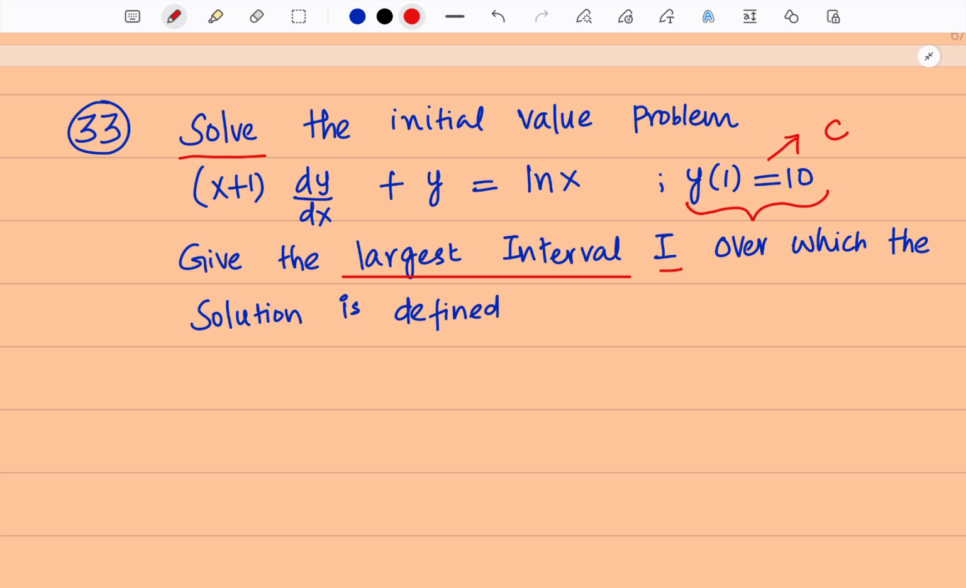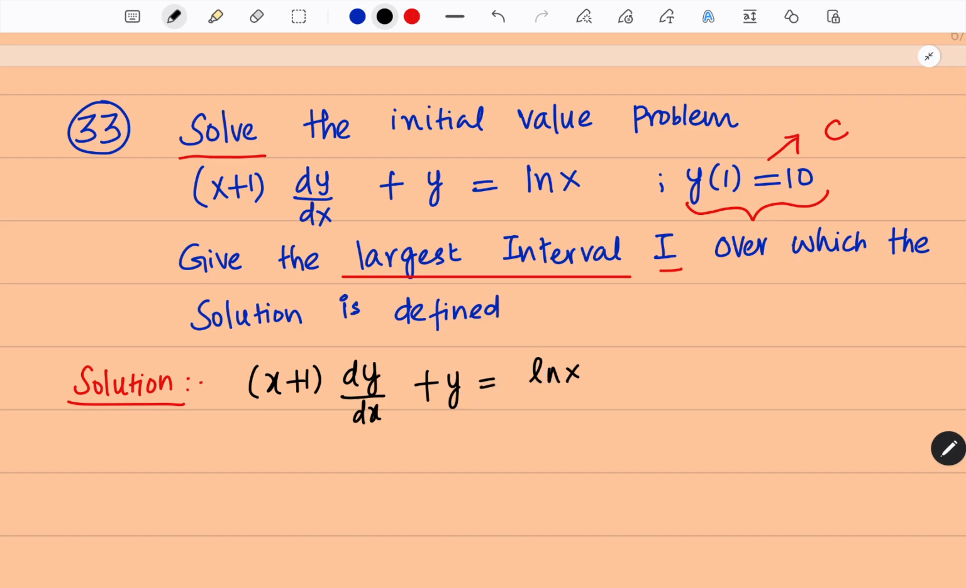So let's start the question. What is the question? Let's go to the solution. The solution is x plus 1 dy by dx plus y is equal to ln x. Teacher, is it a first order differential equation? Yes. Because it is dy by dx, so it is first order. And y is power what?